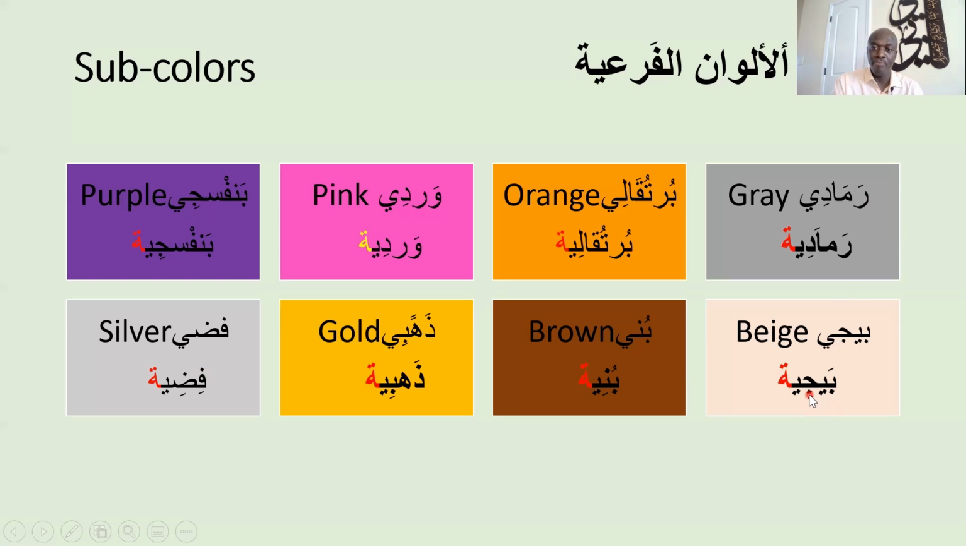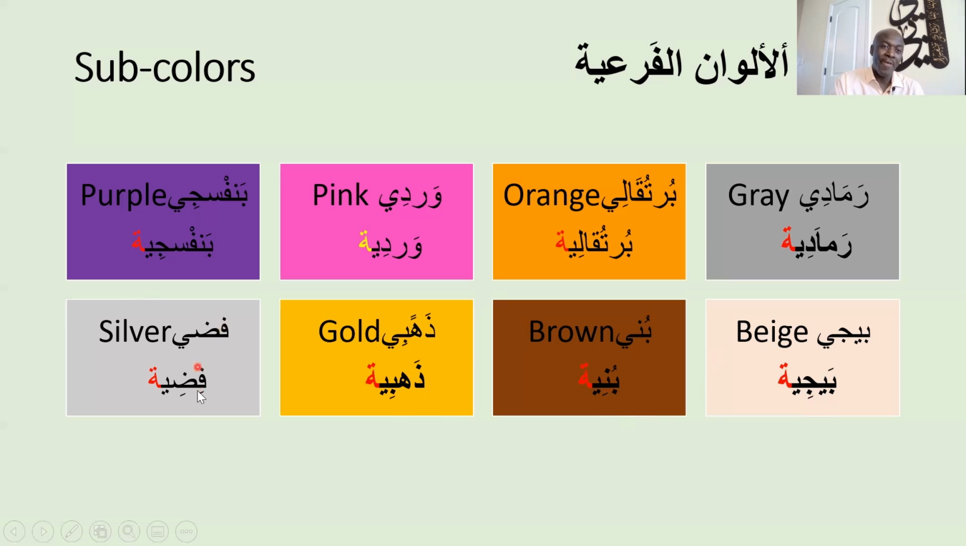بيجية, it's the feminine form. بني بنية. ذهبي, and that's the golden one. And as I hear, this is supposed to be only one like this, but I couldn't see it clearly, so I put two instead of one. So that's one. ذهبي, masculine form. ذهبية, that's the golden color.